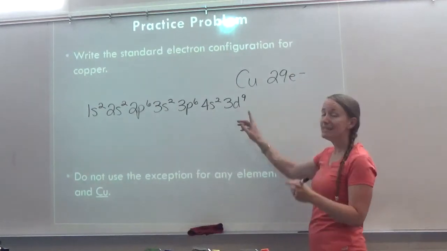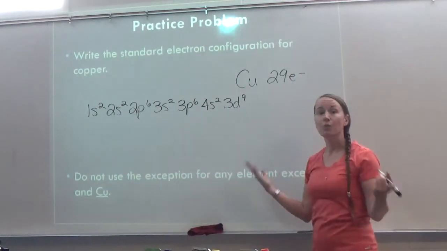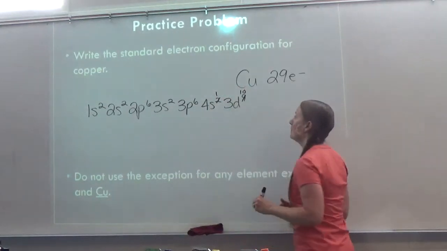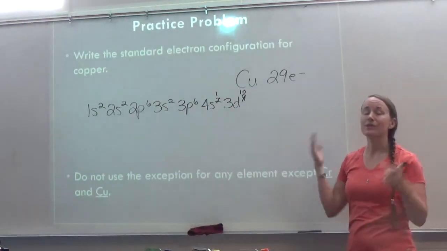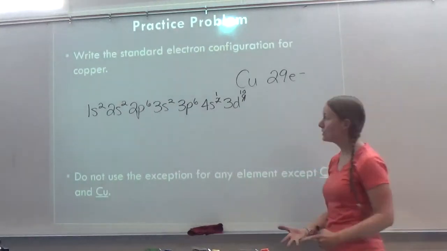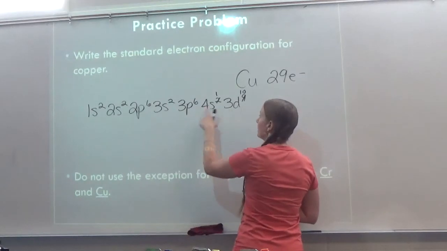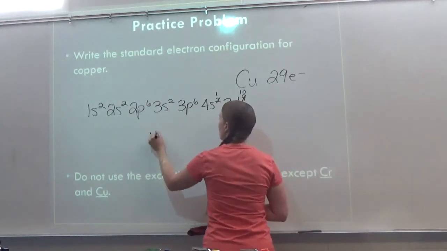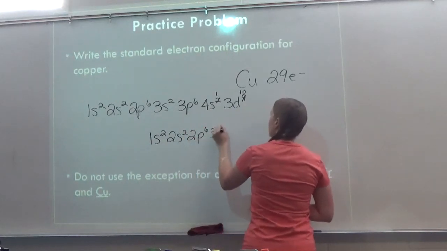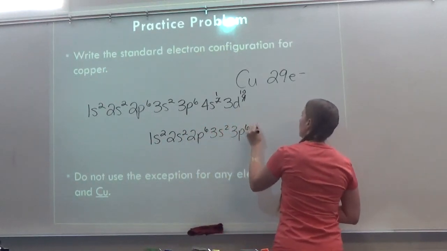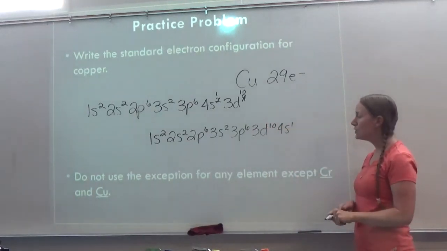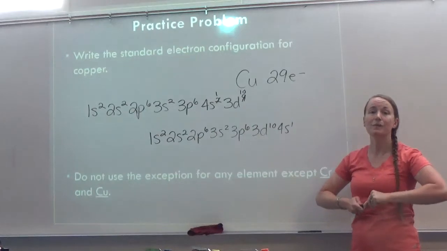So again, d is almost full. So what do you think is going to happen? 1 from 4s is going to come in to make 3d stable. So the same thing happens in both exceptions. 1 from 4s helps 3d become more stable. But then don't forget, when you rewrite it, make sure you move 3d before 4s. So your final answer would look like this. Okay? So again, don't use your exception for any other elements but chromium and copper.